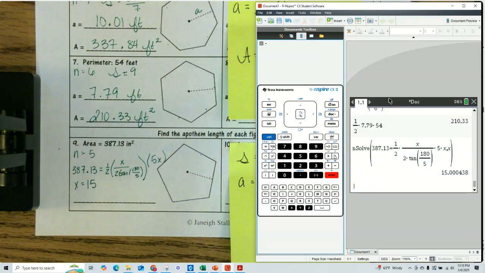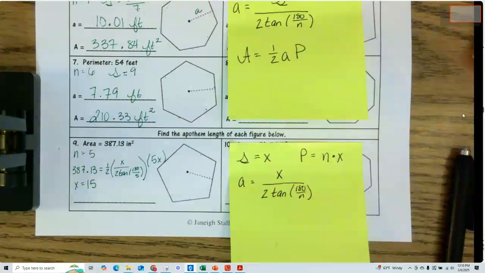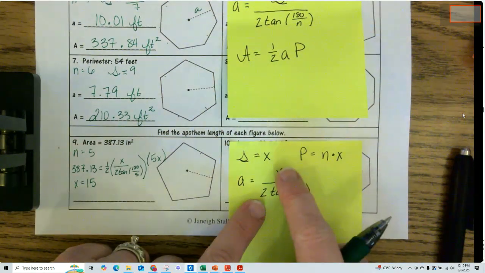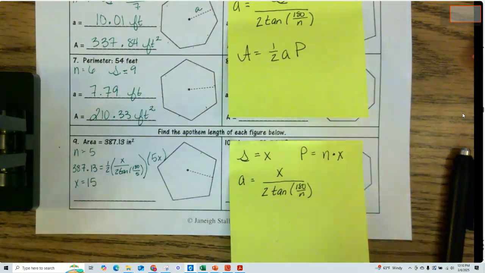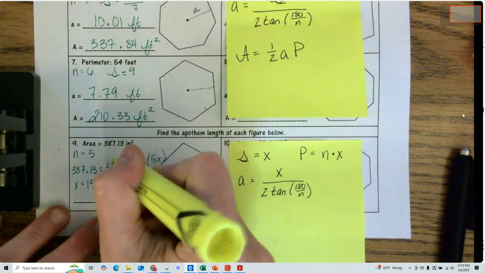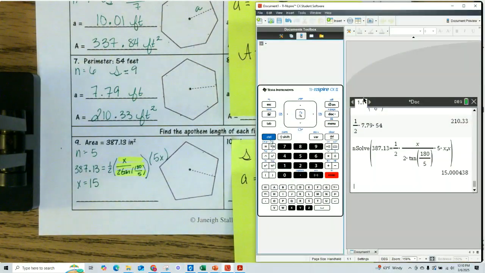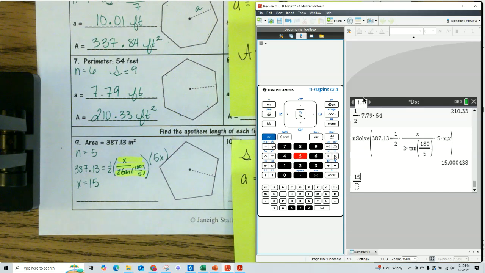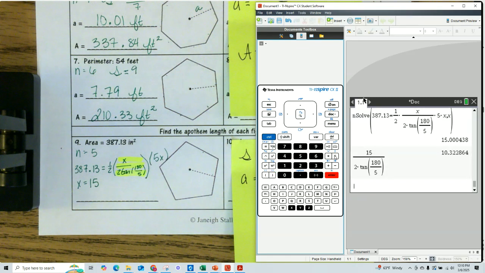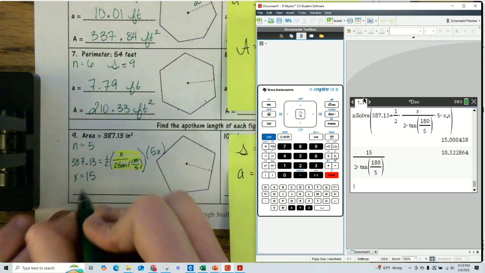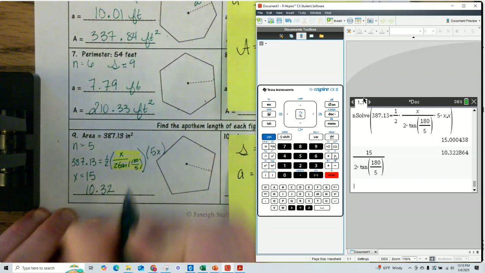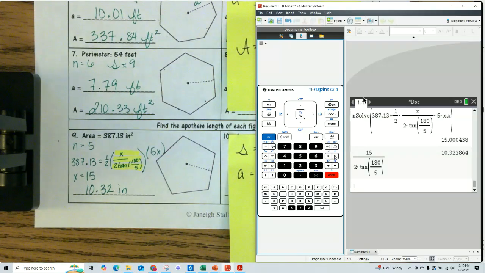X is the side length. So I have to go all the way back to this formula, and I'm going to plug a 15 in here, or just this piece in the center, because that's my apothem. And where that x is, I'm going to put a 15 there. So 15, and then again, just that formula, filling it in. And then that's my apothem. So those get real squirrely really quick. So my apothem length here is 10.32, and then it's inches.